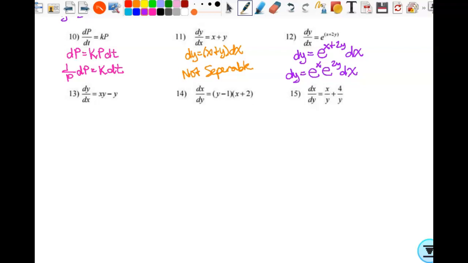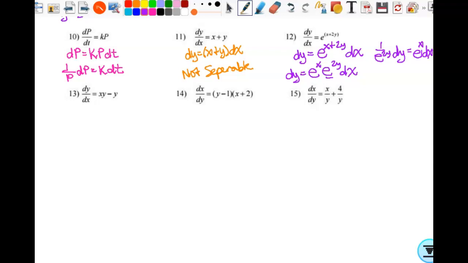So now that I have this, is there another step I can do? I can divide by this guy, right? So this will give me 1 over e to the 2y dy equals e to the x dx. Now I have my y's on the left, the x's on the right, okay? dy over e to the 2y, yes, that's fine. Everybody good with all that?